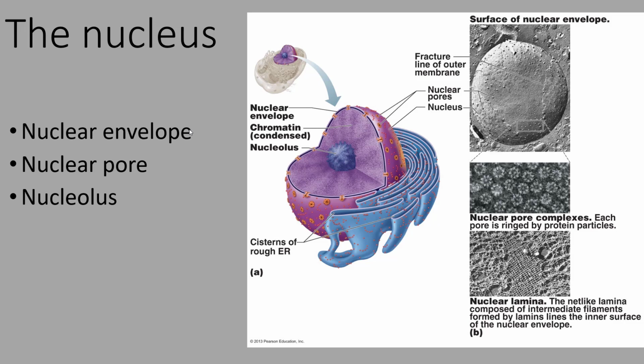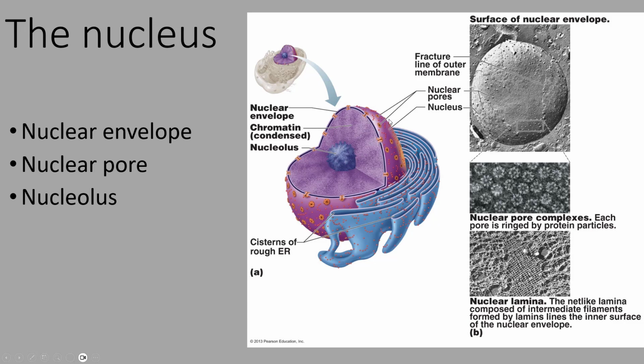But another really big difference is that it's not just a phospholipid bilayer. That phospholipid bilayer folds back on itself. So it is two phospholipid bilayers. It is basically a 4-layer membrane. And if you look closely at the image here, that black area is the space in between the outer and inner layer of the nuclear envelope. And each layer is a phospholipid bilayer.